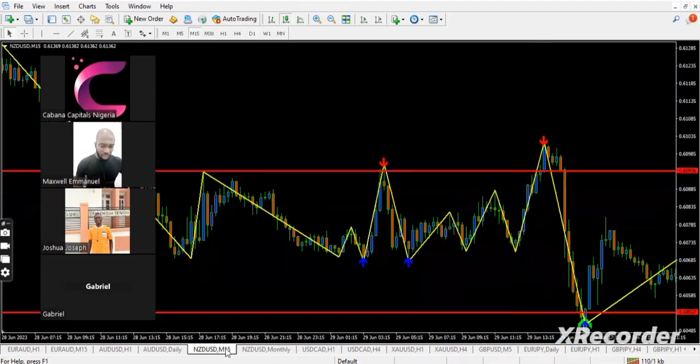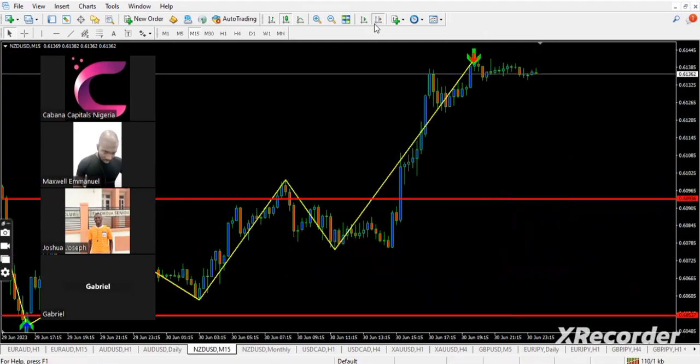Next is New Zealand USD. Start with the weekly.